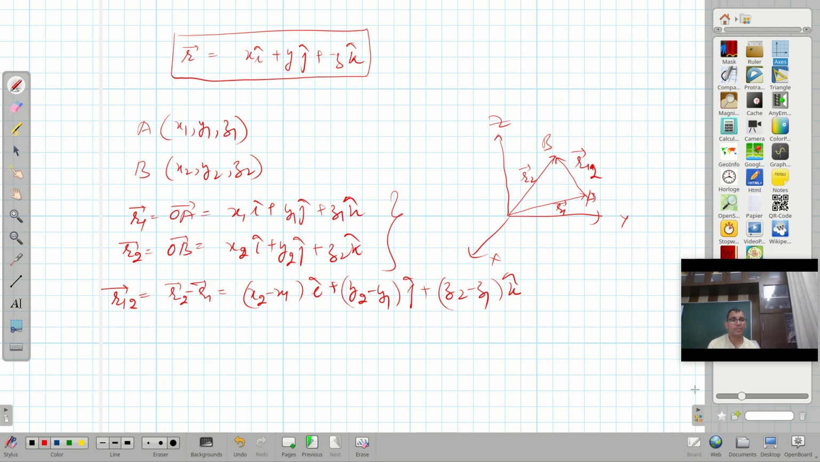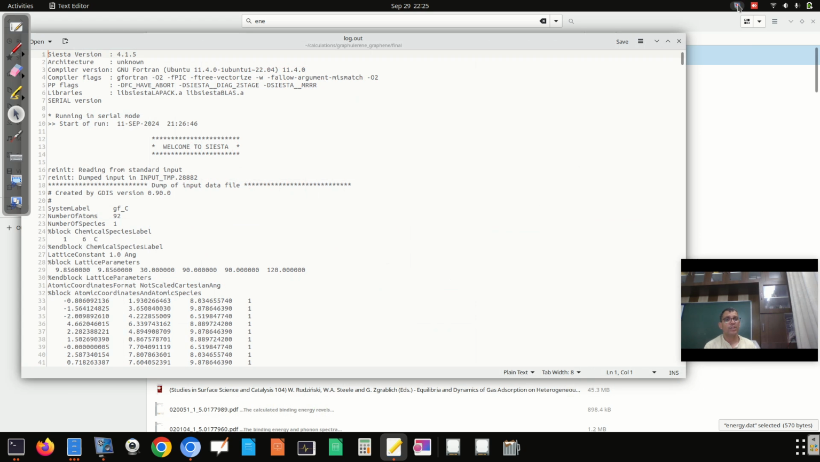So I think that's all for today. In the next lecture I will talk about how the area or the volume can be calculated in the Cartesian coordinate system. Then I will switch to other coordinate systems like the polar coordinate system and the spherical polar coordinate system. So that's all for today's lecture.